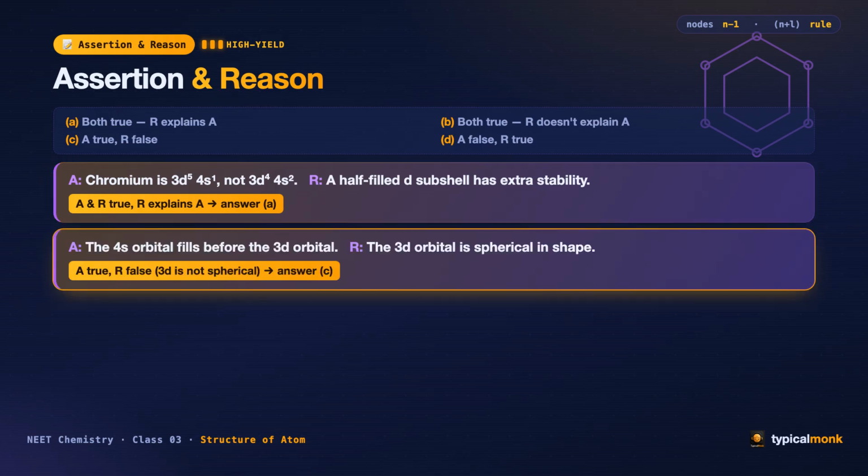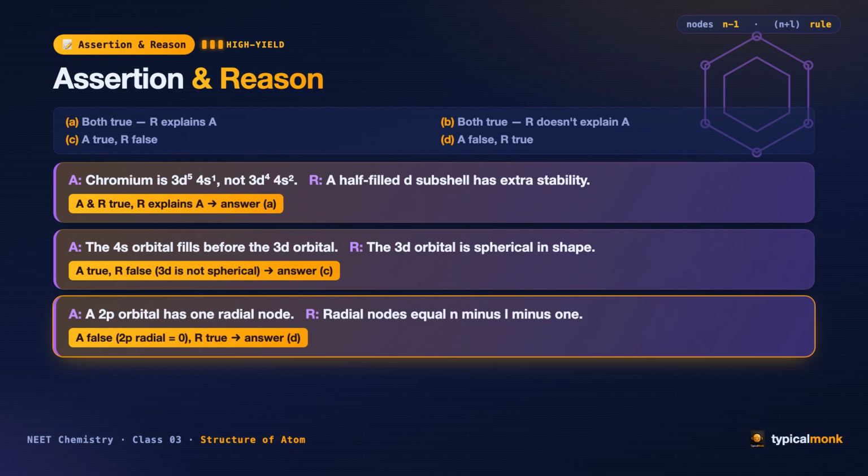Second one, the assertion, the 4s orbital fills before the 3d orbital. The reason, the 3d orbital is spherical in shape. The assertion is true by the n plus L rule. But the reason is false. The 3d orbital is a clover leaf, not a sphere. Only s orbitals are spherical. Assertion true, reason false. Option C. This is the trap that catches John, who accepts a true-sounding reason without checking it.